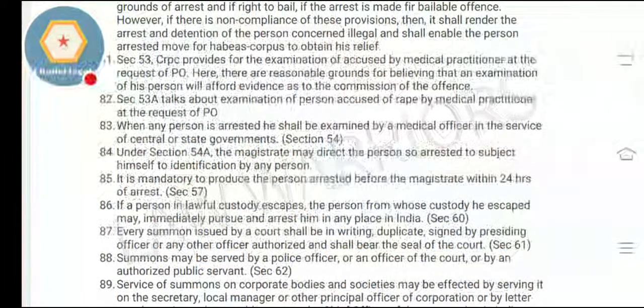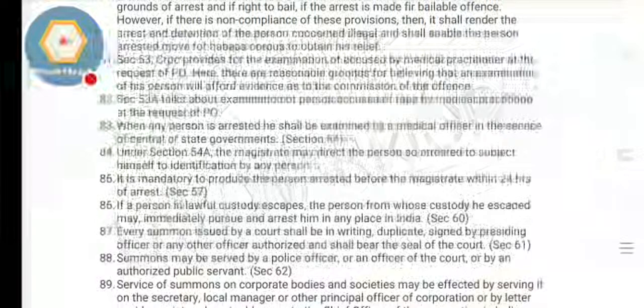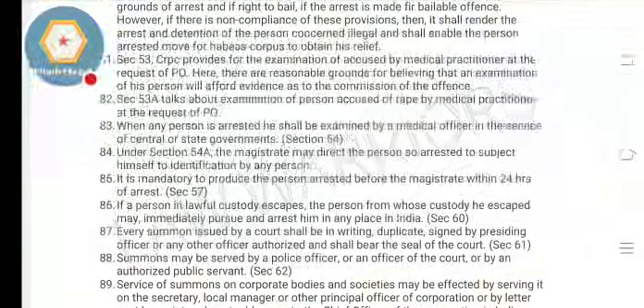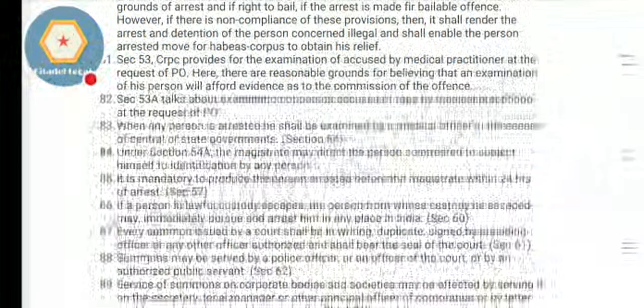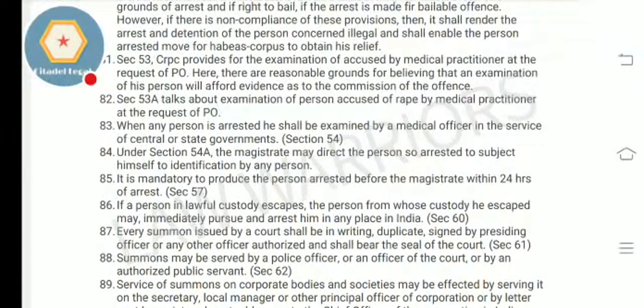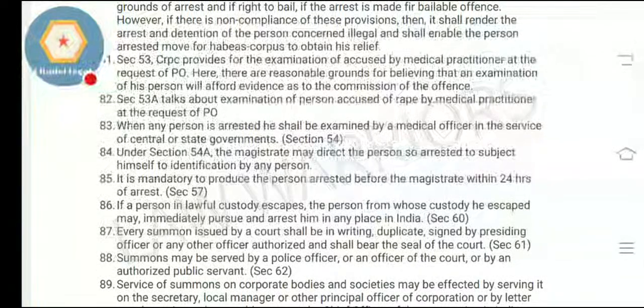Okay, defeats justice in such cases. In such cases, one can resort to the private practitioners too, though there are certain credentials mentioned for that purpose. Okay, now coming to when any person is arrested, point number 83: when any person is arrested, he shall be examined by a medical officer in the service of the central or the state government. Section 54.